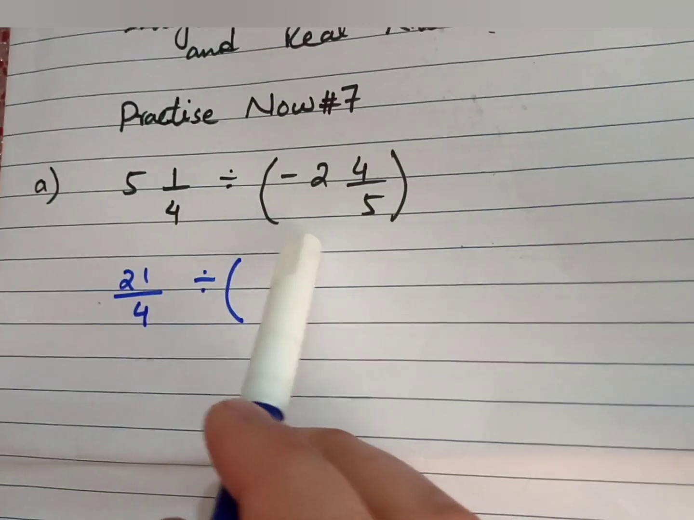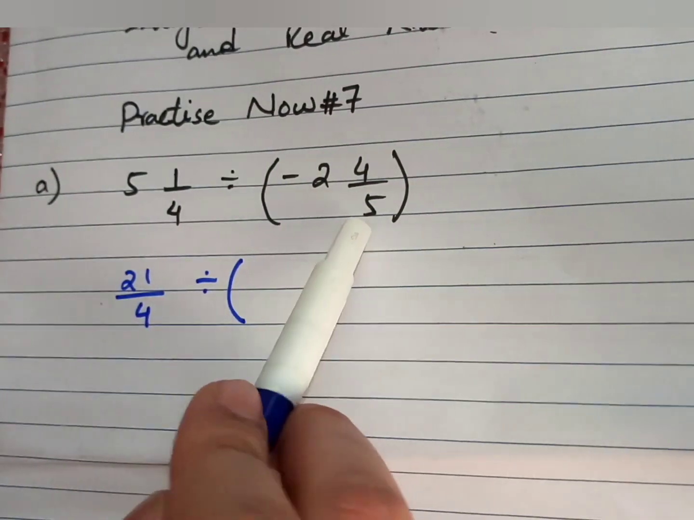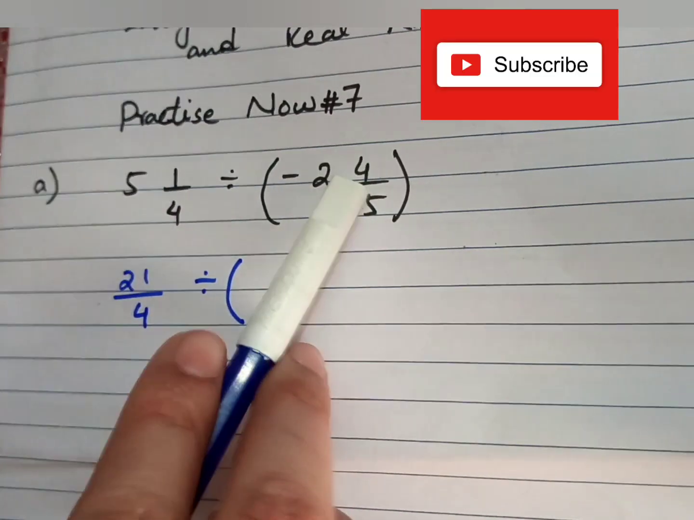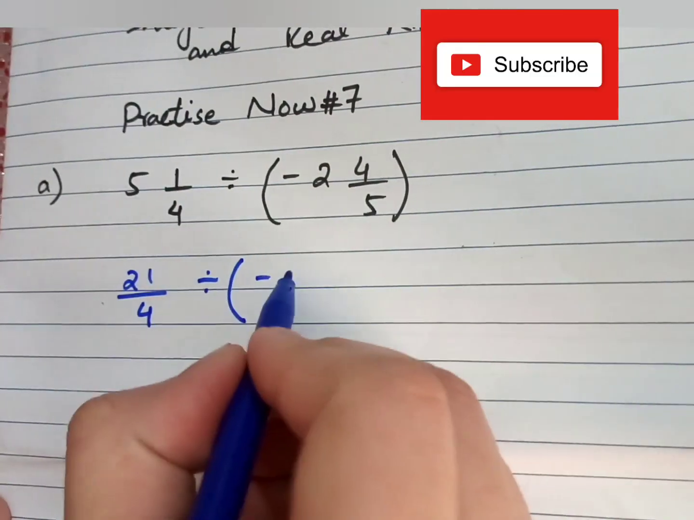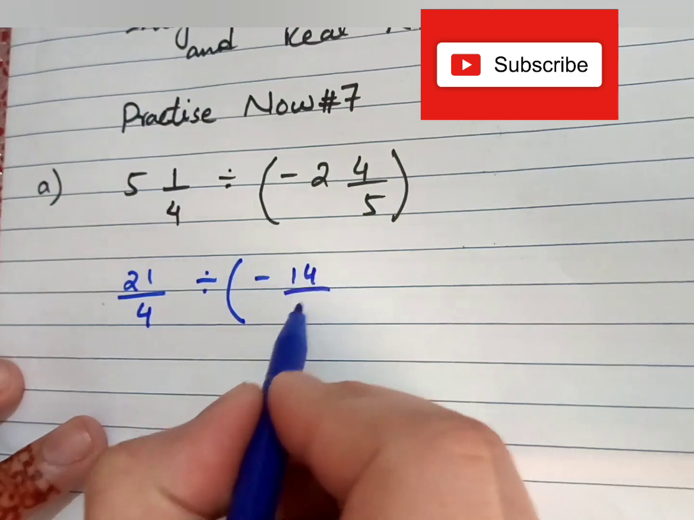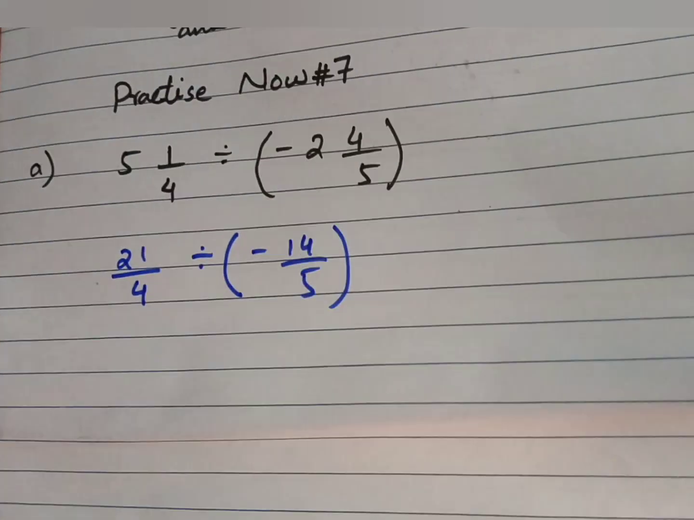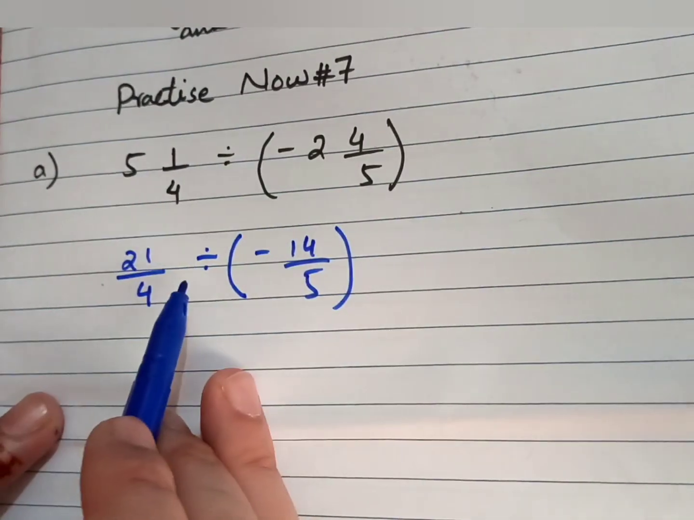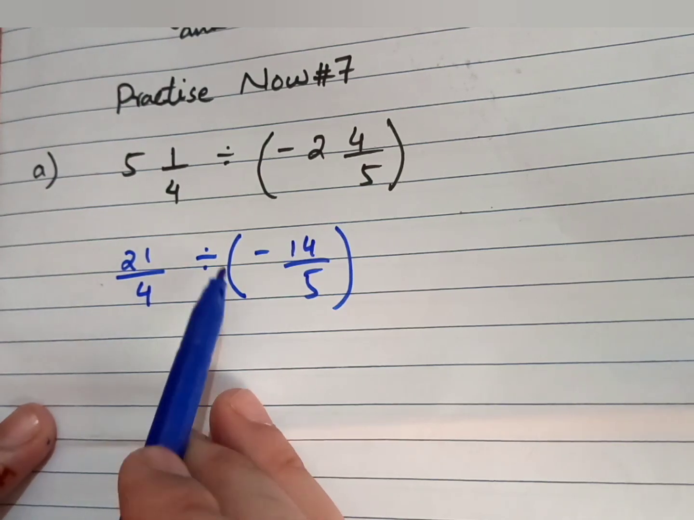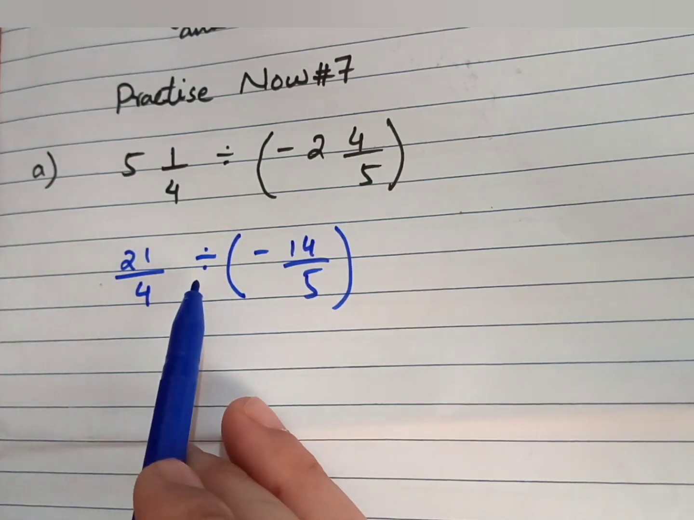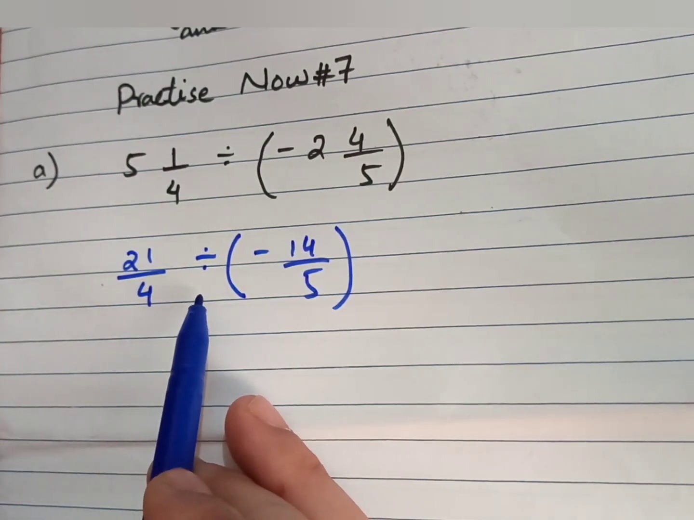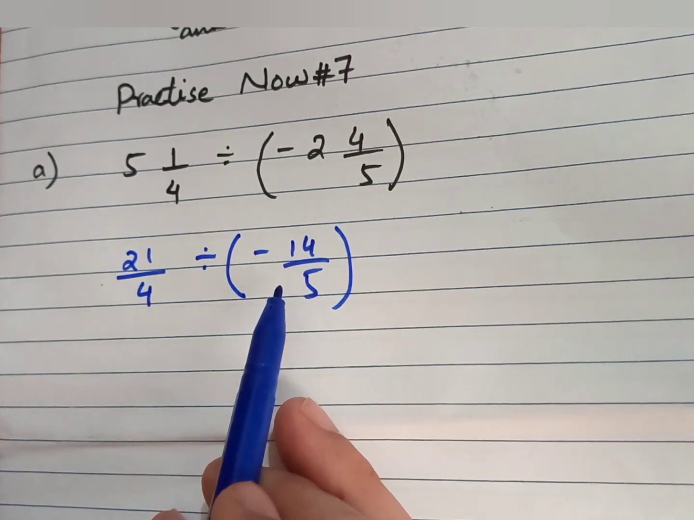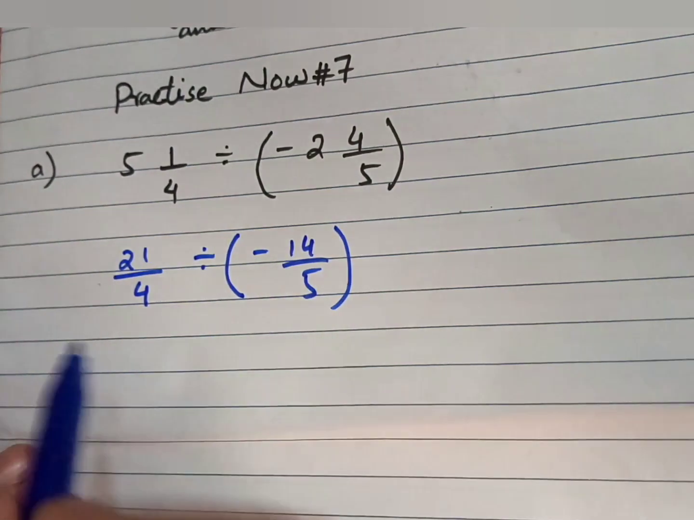Now we solve the terms inside the bracket. 5 2s are 10 plus 4, 14. Minus 14 by 5. Now we have to solve this divide sign. I told in our previous video, whenever there is a divide sign, we change this divide sign into a multiplication sign. And the term that is next to the divide sign will be turned into its reciprocal.